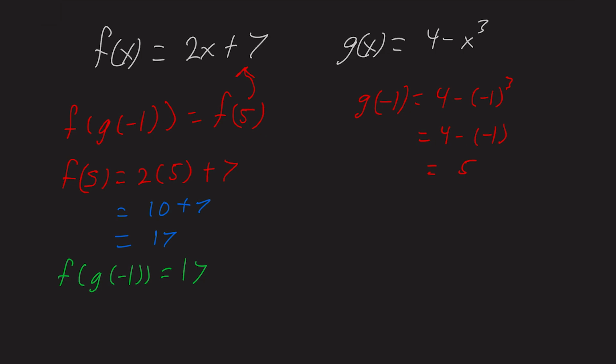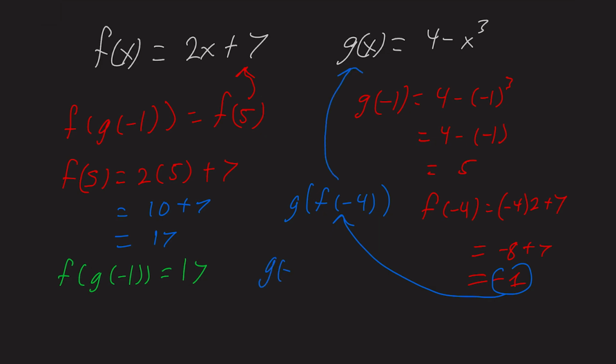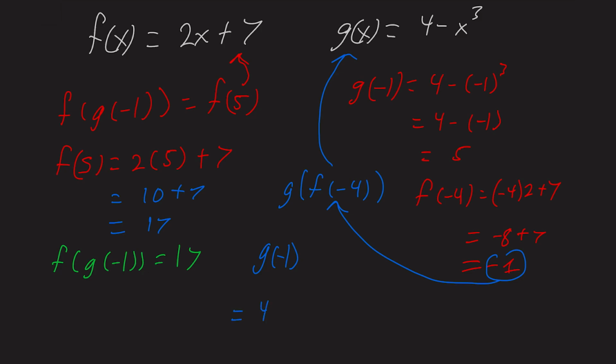Now let's try again, but here we're going to deal with g of f of -4. Okay? So let's first compute f of -4, because that's our input. F of -4 is going to equal -4 times 2 plus 7, which is going to equal -8 plus 7, which is going to equal -1. Okay? So now -1 is what f of -4 is, so that's going to be our input into g of x, right here. So now we need to compute g of -1. Now that is going to equal 4 minus -1 to the third, which we just so happen to have already done and we know is equal to 5.